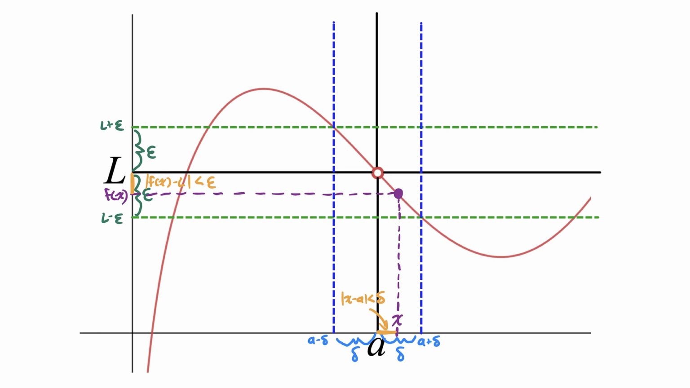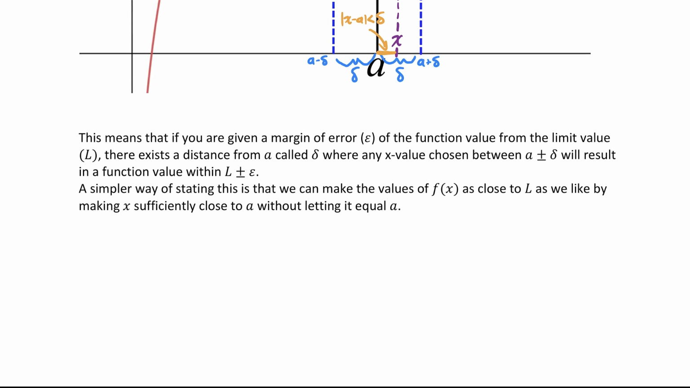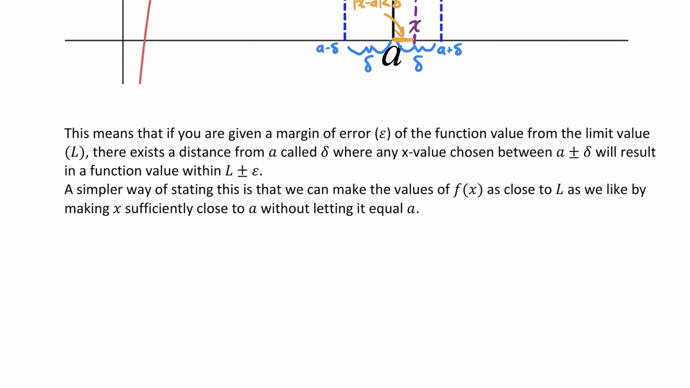Well, what can we use this for? Let's have a look. Oh, and here's the same definition, just stated in a different way. Let me read it one more time for you. Maybe that'll help it sink in. This means that if you're given a margin of error epsilon of the function value, from the limit value L, there exists a distance from a, called delta, where any x value chosen between a plus or minus delta will result in a function value within L plus or minus epsilon. A simpler way of stating this is that we can make the values of the function f at x as close to L as we like by making x sufficiently close to a without letting it equal a.